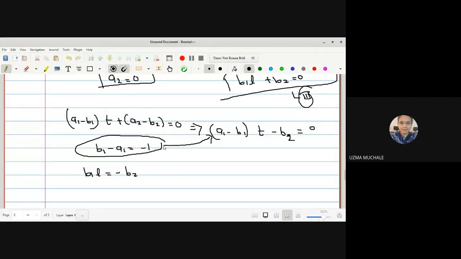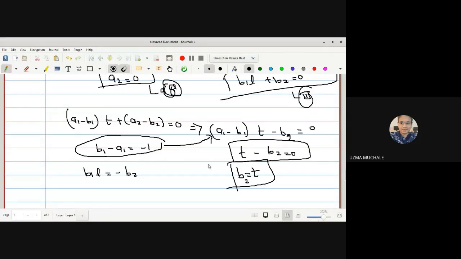Plus 1, ma'am. Okay, if it is plus 1, then we get T minus B2 is equal to 0. So this equation becomes B2 is equal to T. So we have got the second value. Let me name it as equation A. So here we got the value of A2. This is say equation B. We got the value of B2.